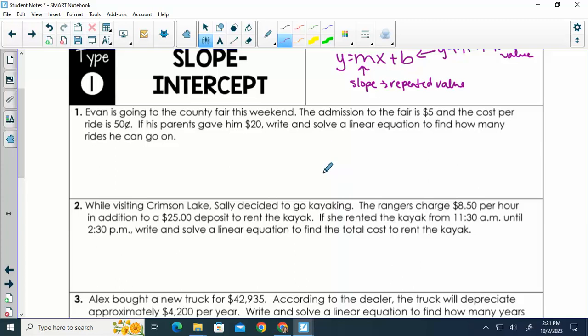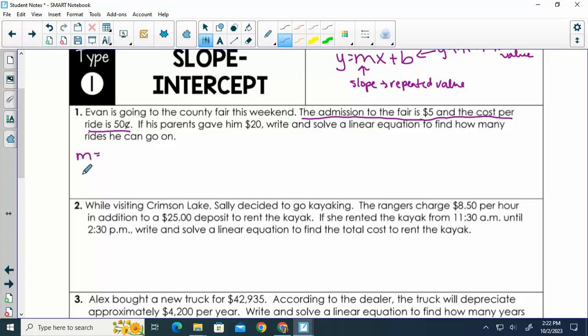First thing I have to do is write my equation. Y equals mx plus b. When I look at this, it tells me the admission is $5 and the cost per ride is 50 cents. I told you that m, your slope, is a repeated value. B, the y-intercept, is a one-time thing.